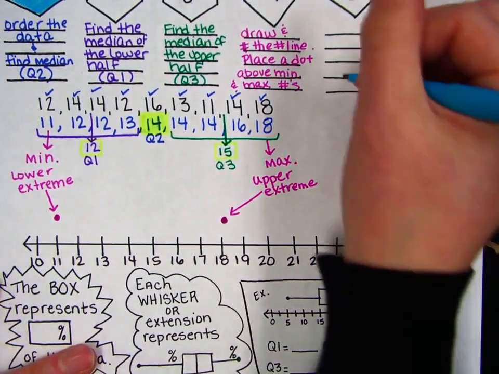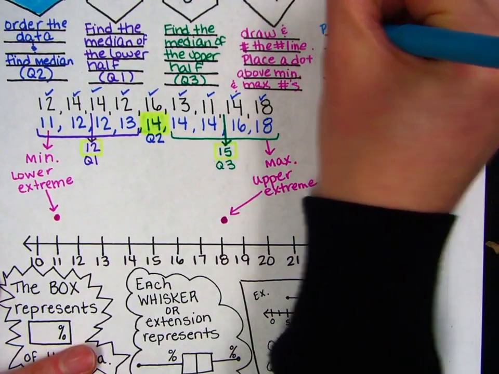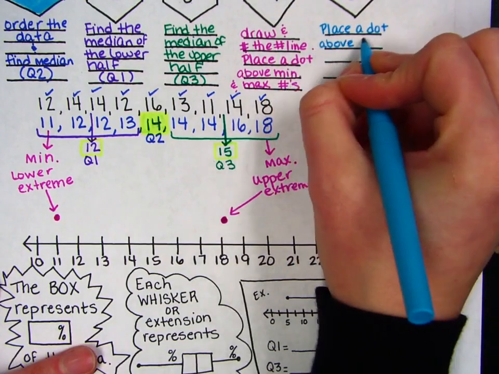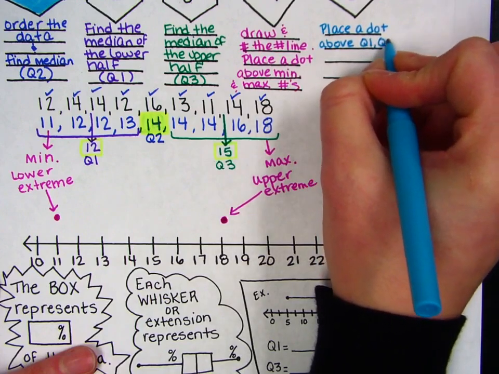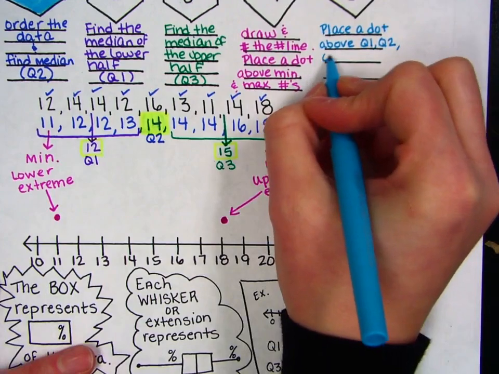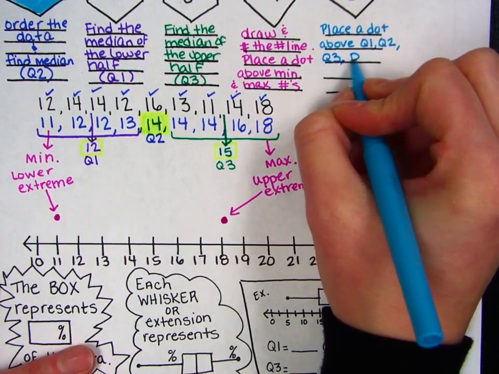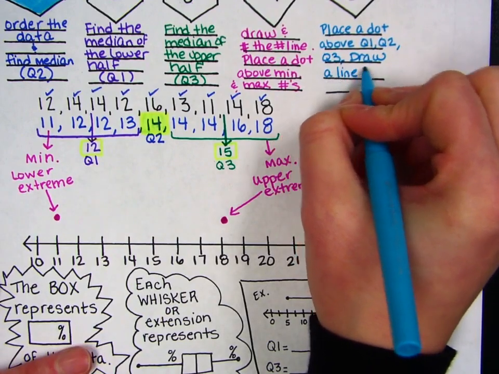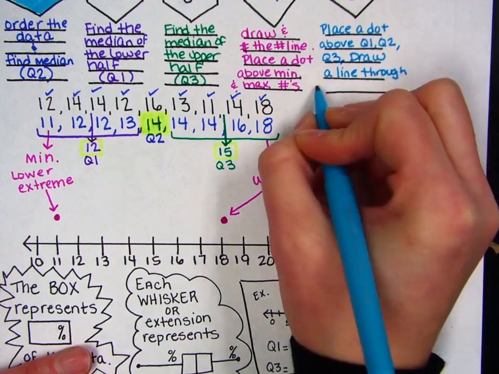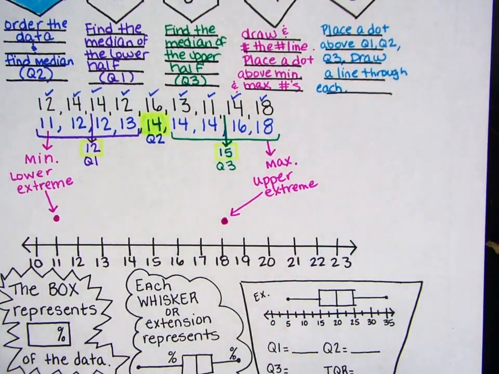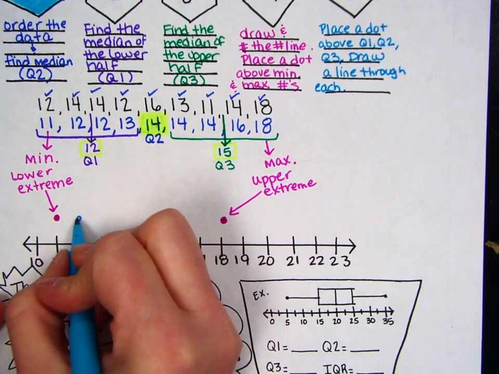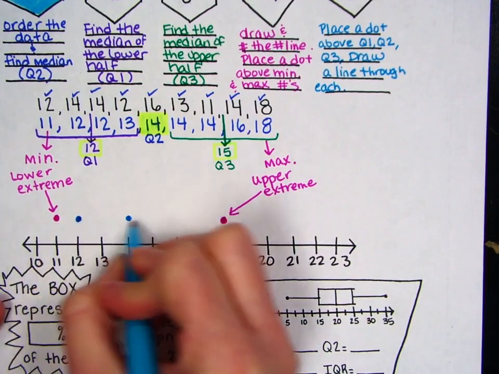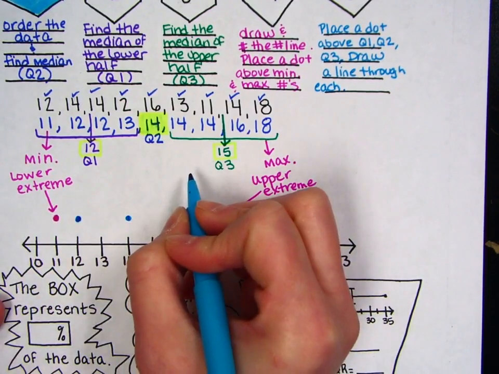Step 5. We will place a dot above all the quartiles. So Q1, Q2, Q3, and then we're going to draw a line through each. I am running out of room. Okay, so let's go ahead and do that. So I need a dot above 12, a dot above 14, and again I'm trying to keep them in line here, and a dot above 15.